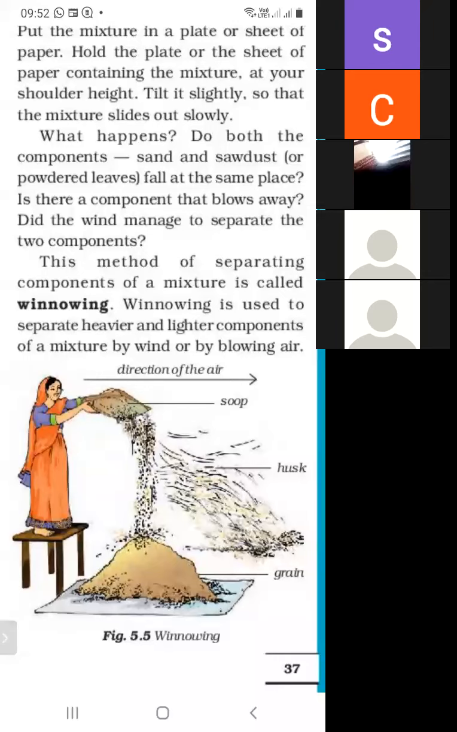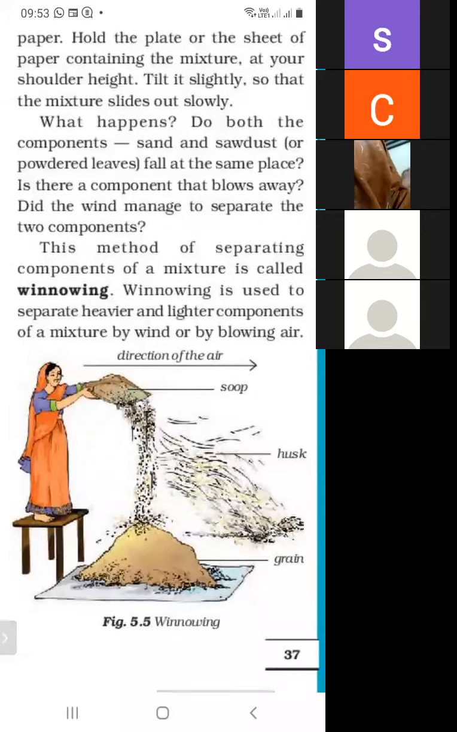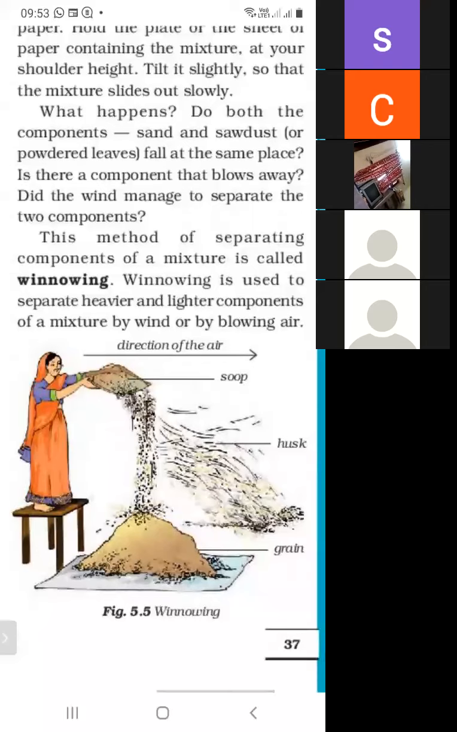And what will happen? The mixture is separated. The dry sand and dry leaves are separated with the help of air. With the help of wind or air, the mixture is separated. What happens to both the components, sand and sawdust? Do they fall at the same place? Is there a component that blows away? So with the help of wind, the mixture of sand and sawdust is separated.